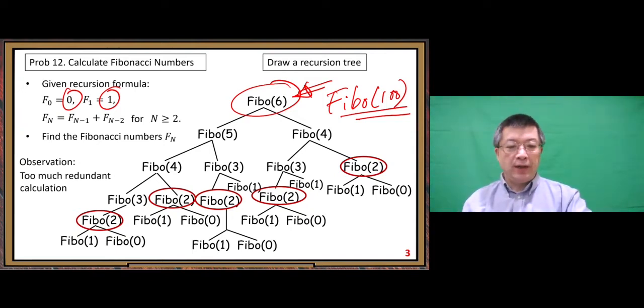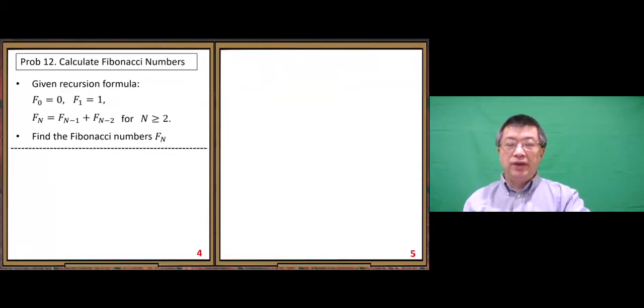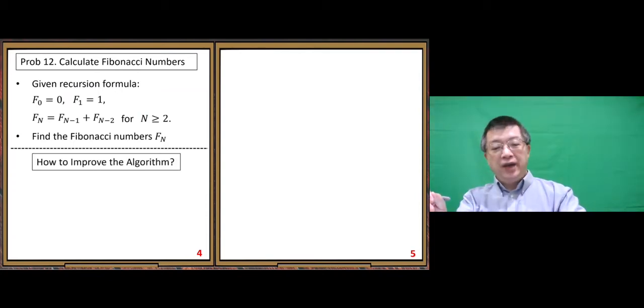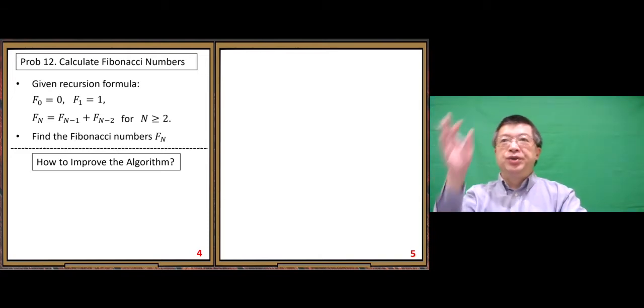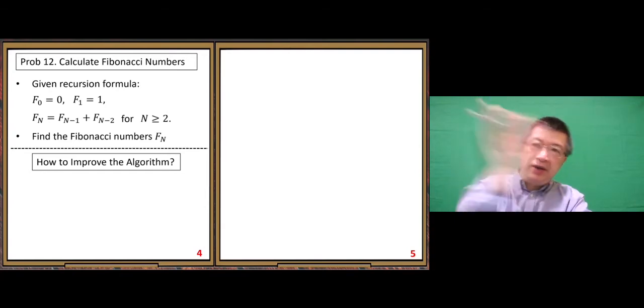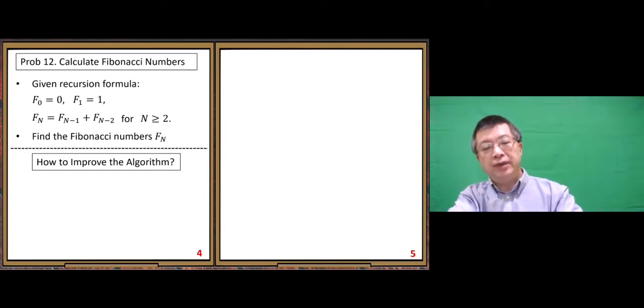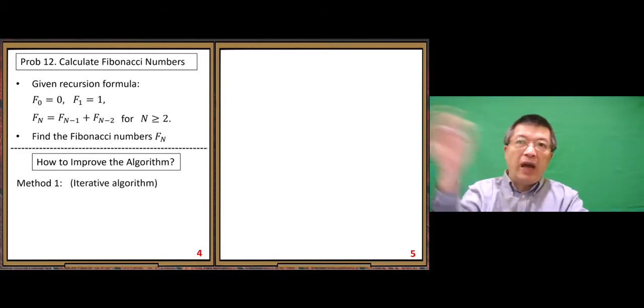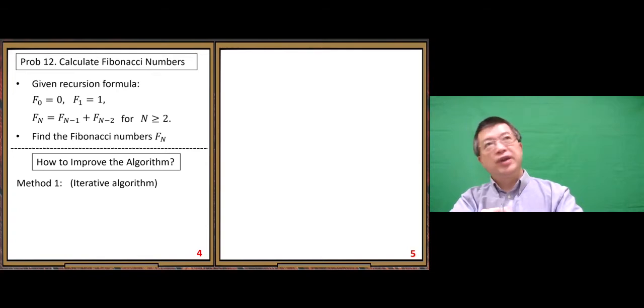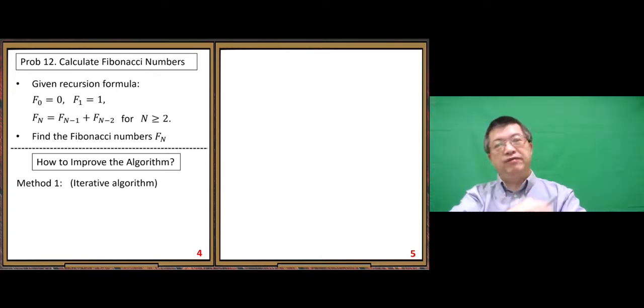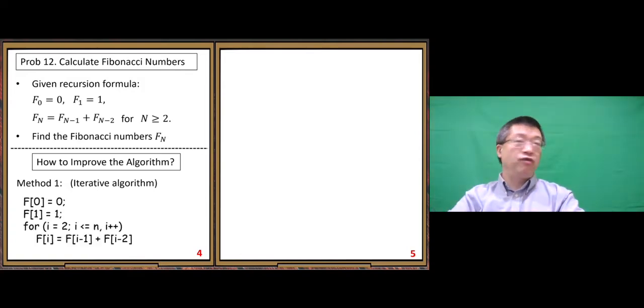All right. Next, we want to look at the improvement. How to improve it? Here, I'd like to give you 2 methods to improve it. The main idea is you want to remove the redundant calculation in your improvement. The first one is very simple. We use an iterative algorithm. We do not use recursion; we use an iterative way to solve it. The code is like this, just a for loop.